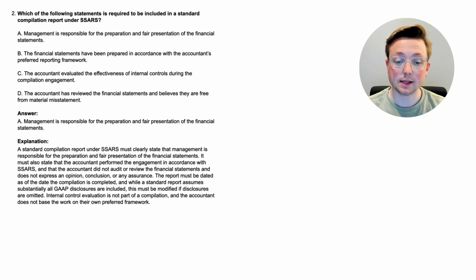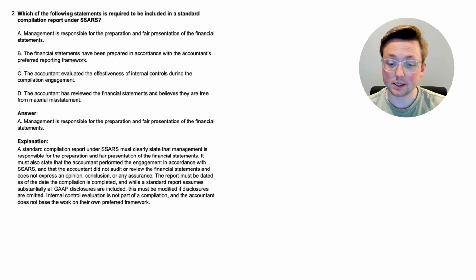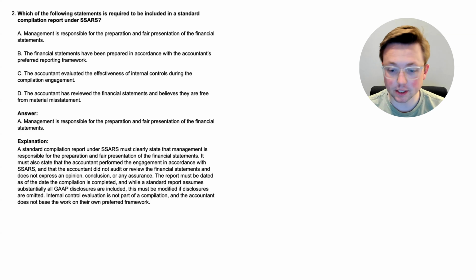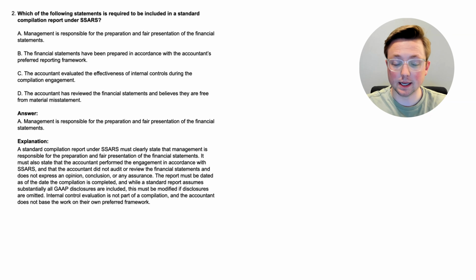It must also state that the accountant performed the engagement in accordance with SARS and that the accountant did not audit or review the financial statements and does not express an opinion, conclusion, or any assurance. The report must be dated as of the date the compilation is completed, and while a standard report assumes substantially all GAAP disclosures are included, this must be modified if disclosures are omitted. Internal control evaluation is not part of a compilation, and the accountant does not base the work on their own preferred framework.